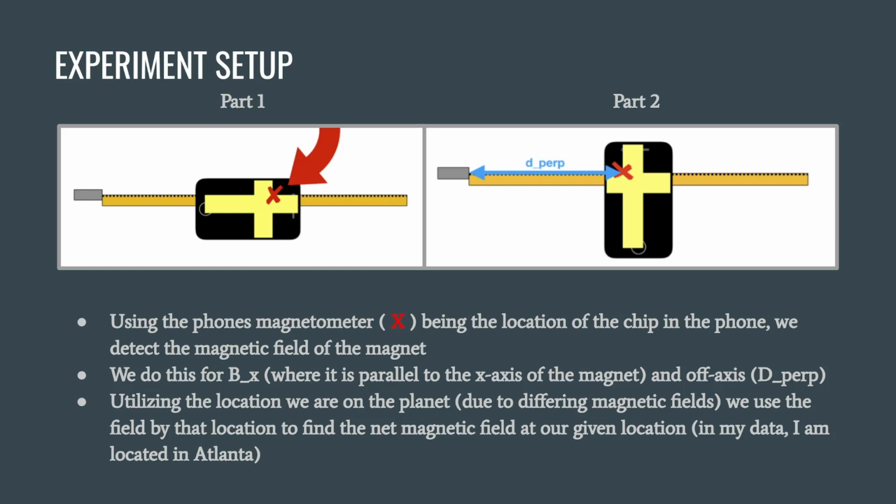Next, after setting up the measuring stick with our magnet, we will slowly move the phone closer to the magnet, and then put our readings into the spreadsheet. For the perpendicular magnetic reading, we will be utilizing a location on Earth. So I used the magnetic field from Atlanta because that's where I'm taking the calculations from.